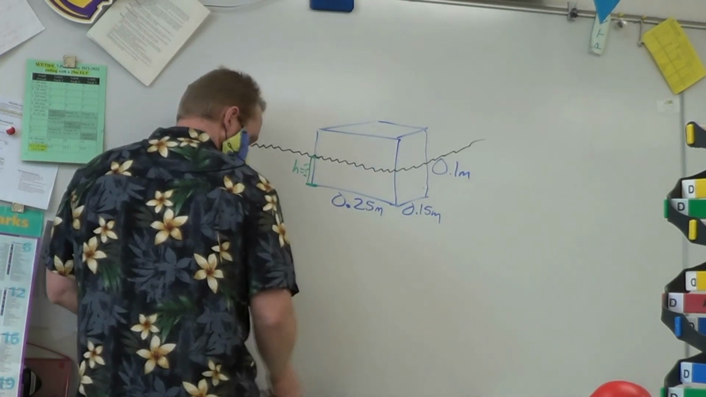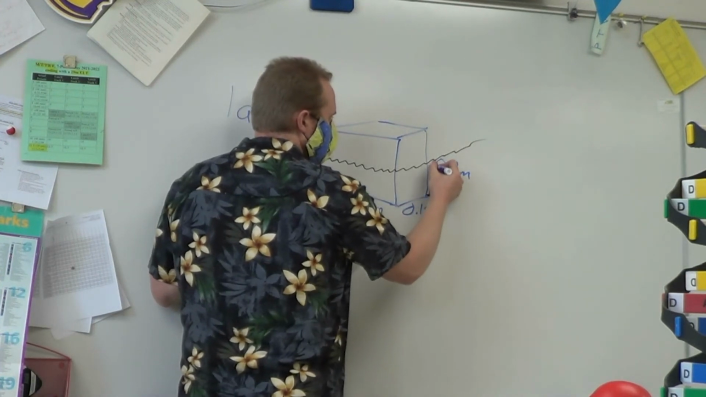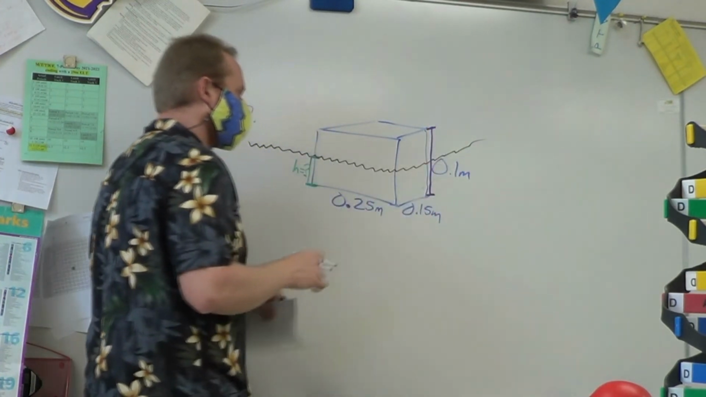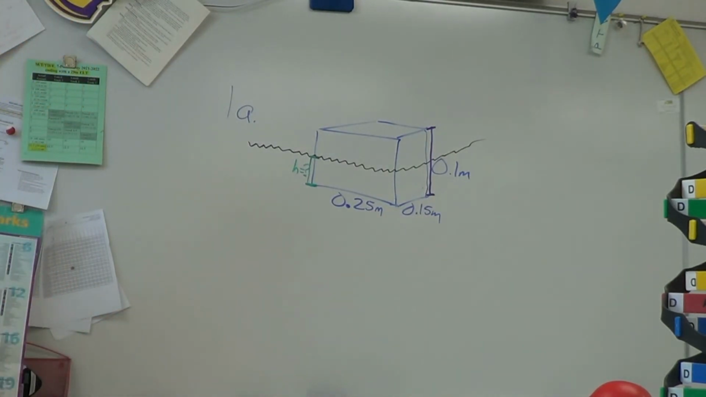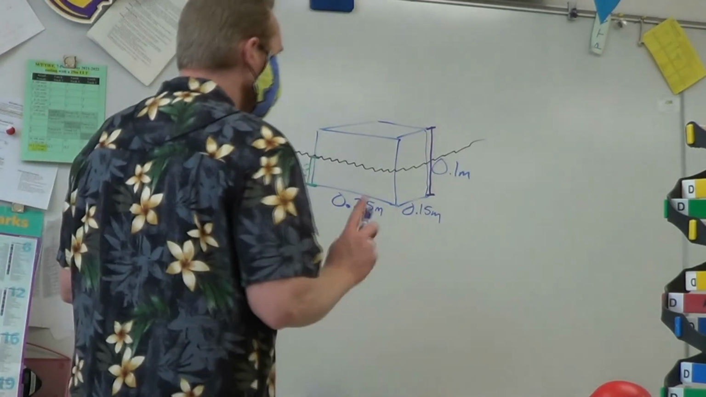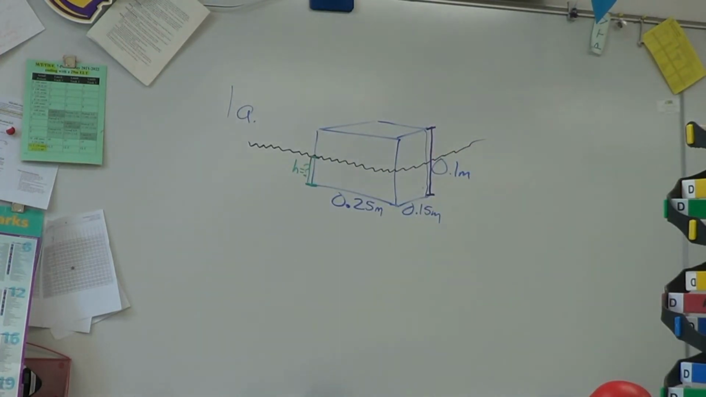Just to make sure this is clear, from here to here is 0.1 meters. So, in order to solve for that h, we will have to use buoyancy. Specifically, it's going to come in when we talk about this volume being displaced.